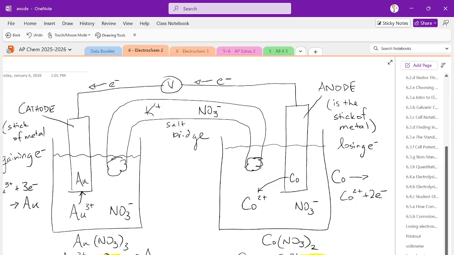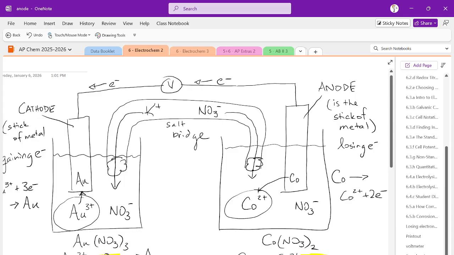Which direction will the potassium move? It's going to move towards the cathode, because remember, we are losing positive charges as they turn into neutral. So the potassium is going to move out here. The nitrate is going to move over here to help balance the charge of these extra 2 pluses. How about this nitrate here? Where does this nitrate go?